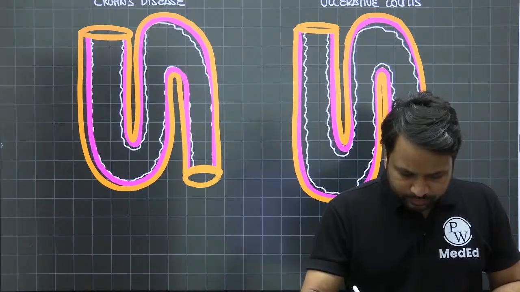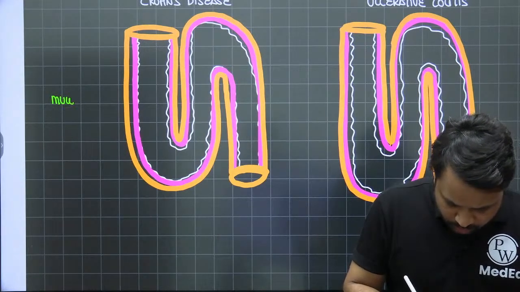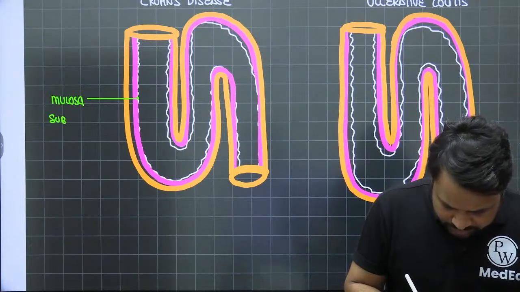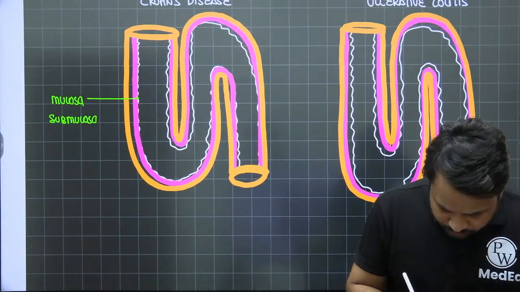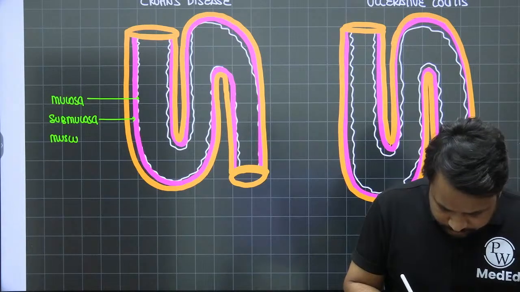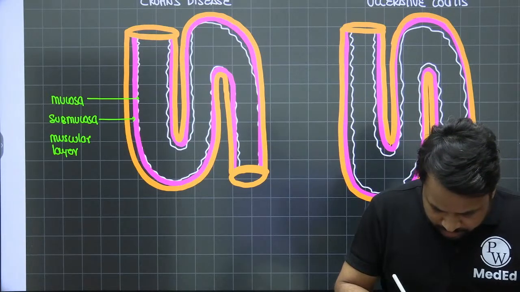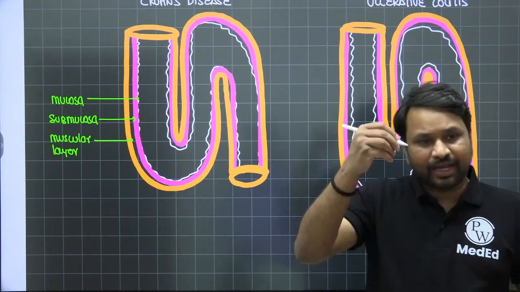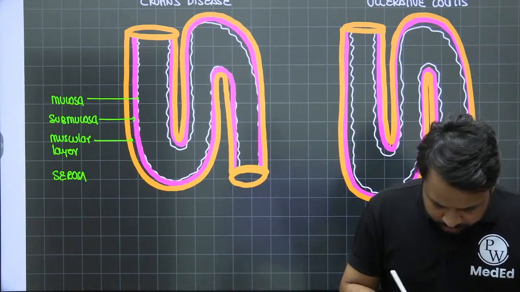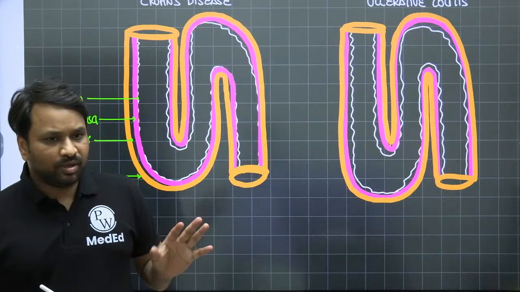Number one, if you just look inside, the innermost layer is your mucosa, the white one. Then you have your submucosa. Then you have your muscular layer, the inner circular and outer longitudinal muscles. And the outermost is the serosa in the bowel wall.